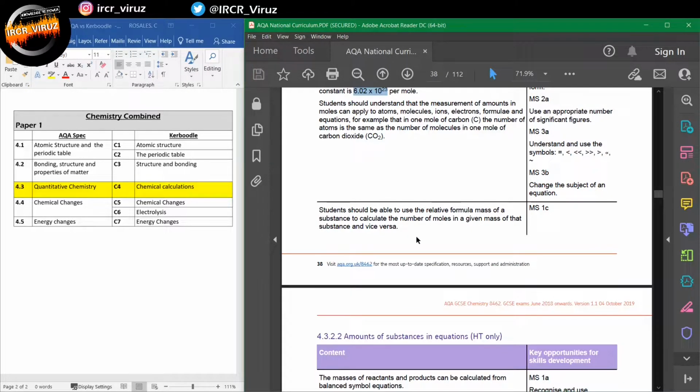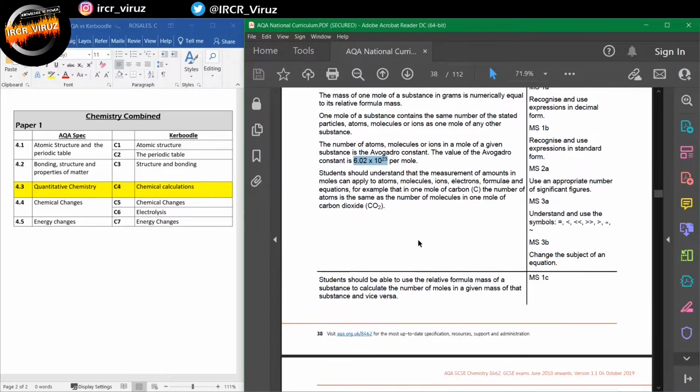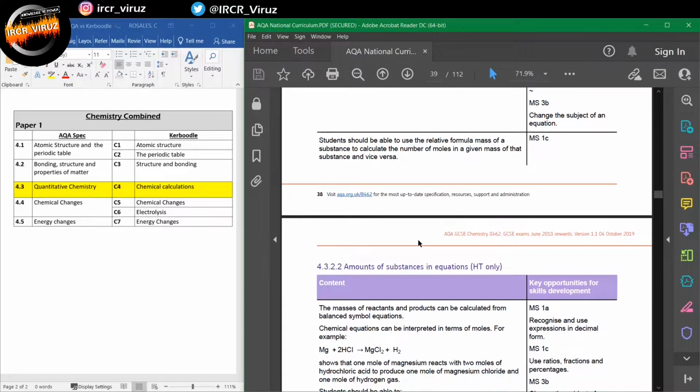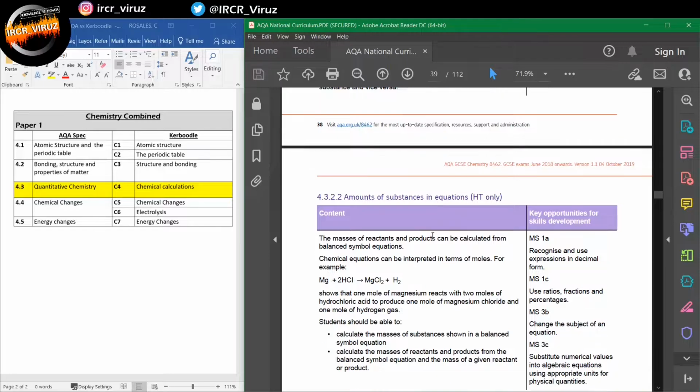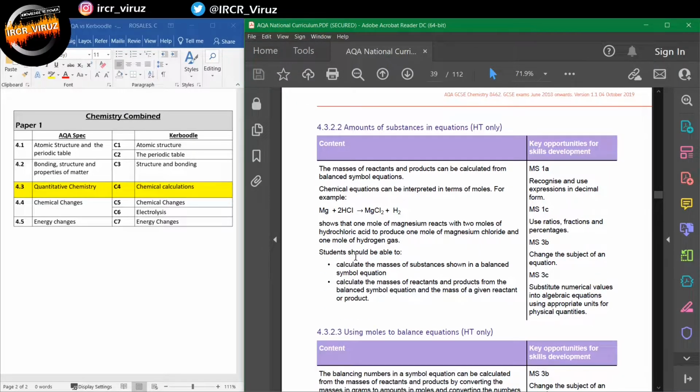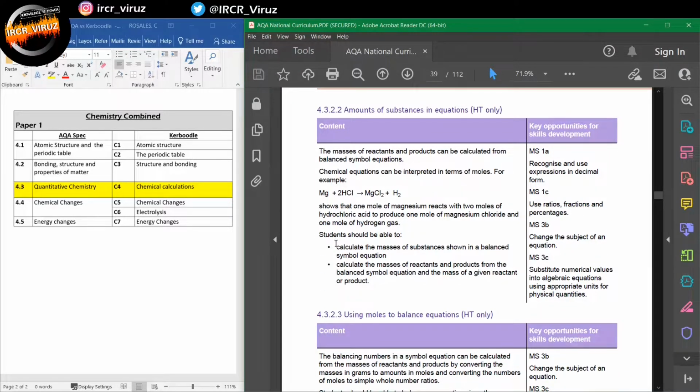Okay, that's what you want to look at. When we're looking at amount of substances, this is only for higher. It tells you here that the student should be able to calculate the masses of substances shown in a balanced equation, and also to calculate the masses of reactants and products from the balanced symbol equation and the mass given as a reactant or product.